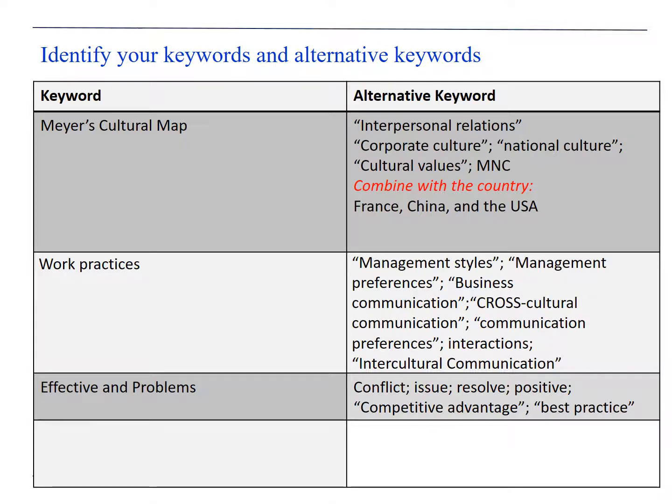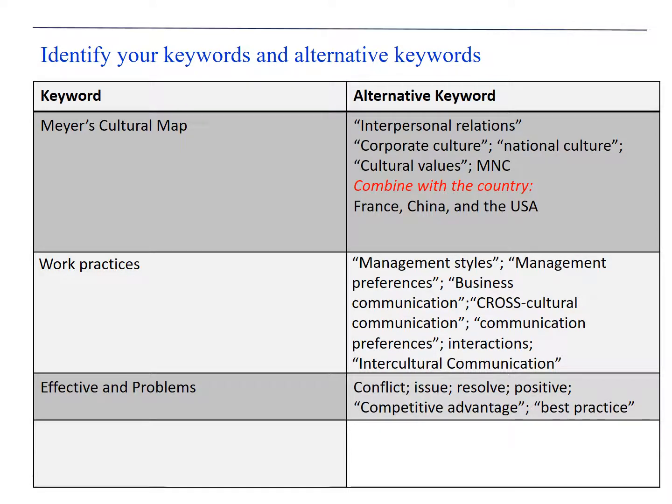So when we look at the assignment question for topic 3, I've pulled out a few keywords that I think might be useful. There are additional ones that you could be using. So if I look at the Myers cultural map, it's also known as interpersonal relations, corporate culture, national culture, and we need to combine these with the countries that we're investigating, so France, China, and the US.